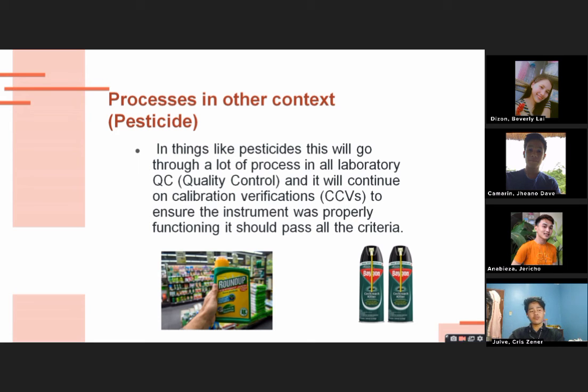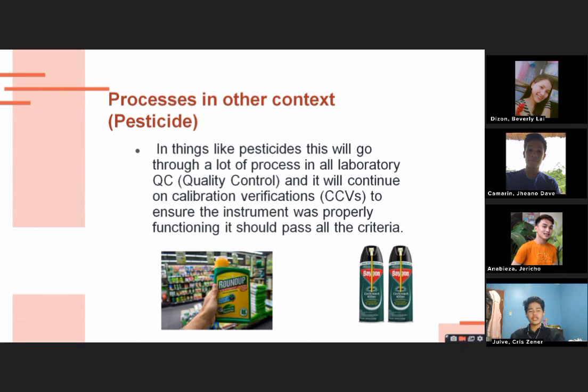So you can clearly understand what this means, I'll cite an example. Let's say, for example, this is a toy gun. Before it is released to the public, it should pass a lot of requirements, since it will go to someone's hand. It will go through a lot of experiments and testing to ensure the quality of the item.